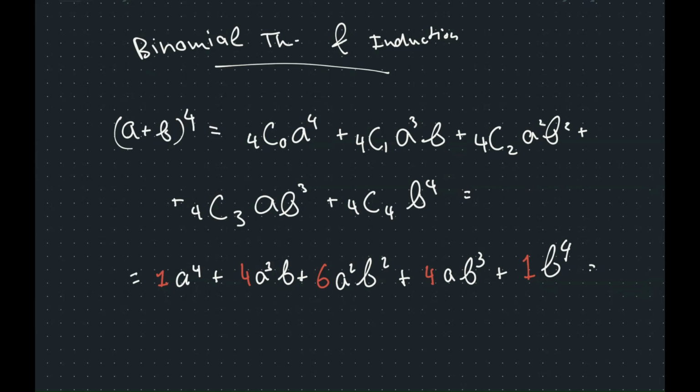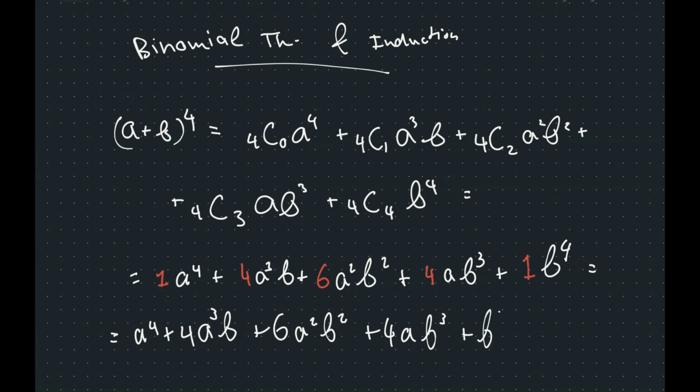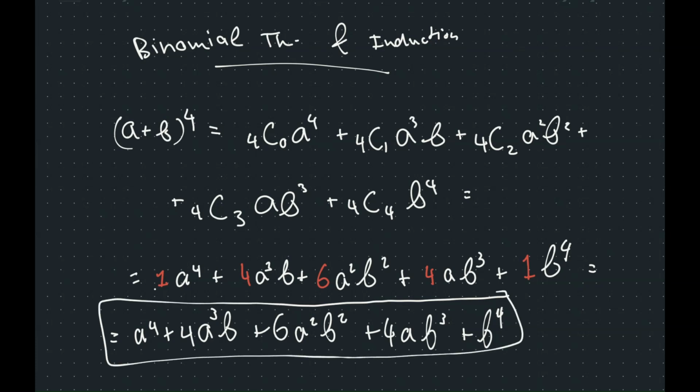Let's actually simplify it first before highlighting it. So it's going to be a to the power of 4 plus 4a cubed b plus 6a squared b squared plus 4a b cubed plus b to the power of 4. This is our complete and final answer.